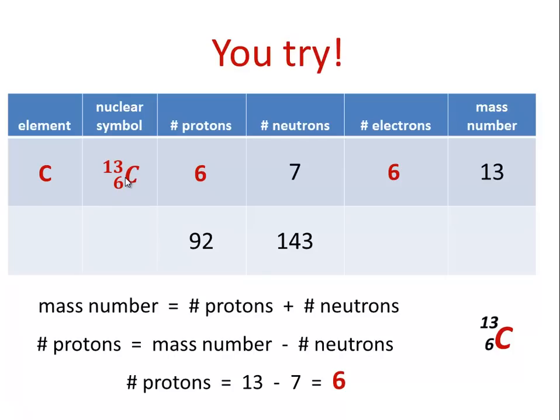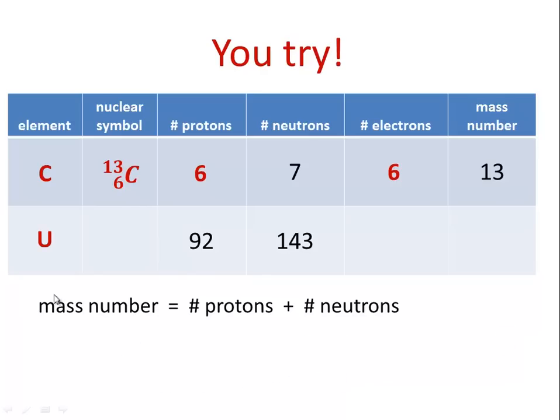So hit the pause button, and take a couple minutes and see if you can do this. Okay, so here come the answers. Because it has 92 protons, you can go to your periodic table, find the element that has an atomic number of 92, and you see that corresponds to uranium, which is a U. Since it has 92 protons, it's got to have 92 electrons, and the mass number is simply 92 plus 143, and therefore the nuclear symbol would look like that.